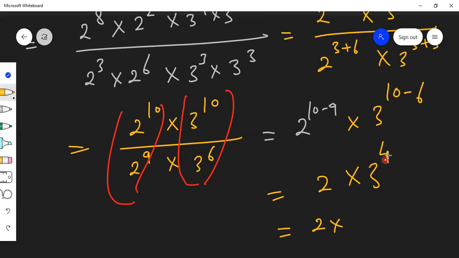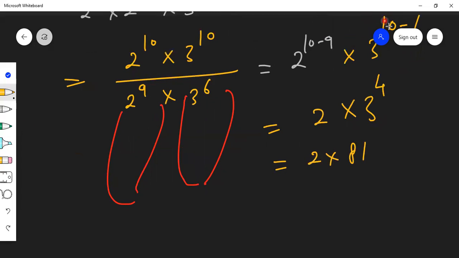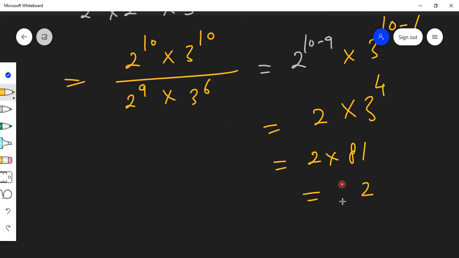So how much is this? 2 into 3 to power 4. 3 to power 4 means 81: 3 into 3 into 3 into 3, 4 times. 81 into 2 will give you how much? 162 is your answer.